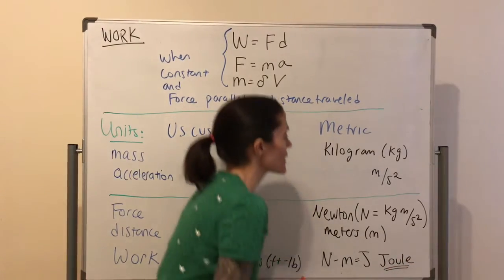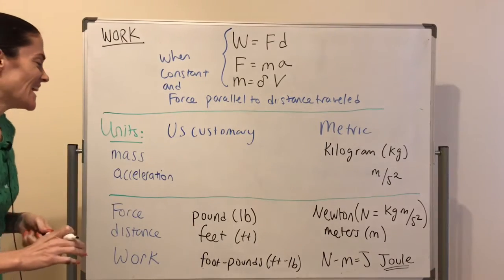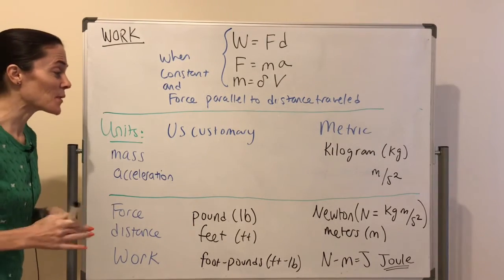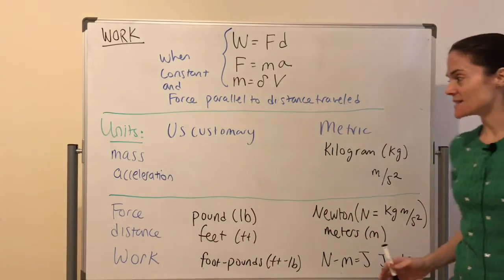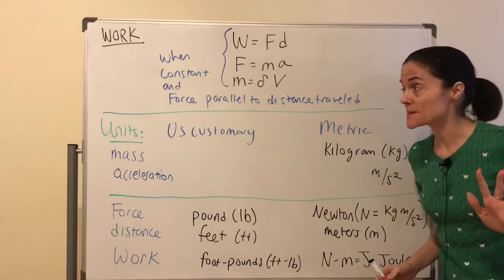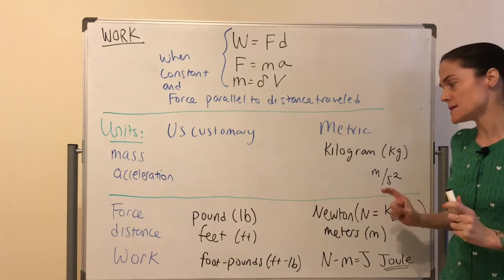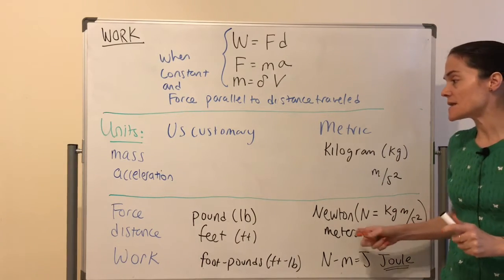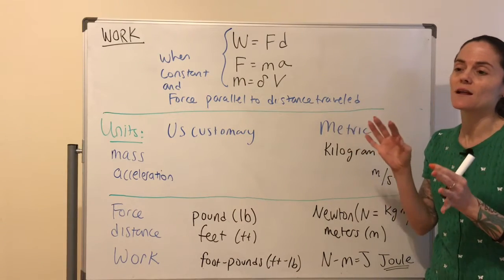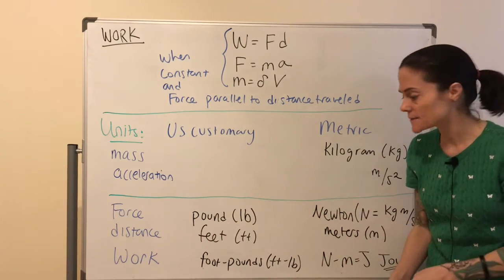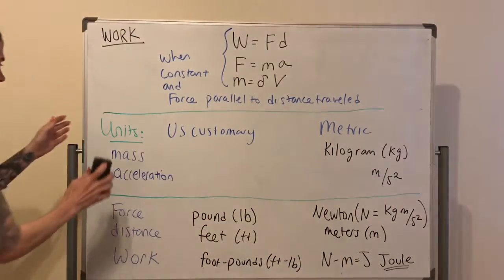So the unit of work in the metric system is a joule, which is 1 Newton meter. It's important that we have this down, because when we're setting up problems in work, checking our units, checking we have all the pieces will tell us if it's set up right, or at least it'll tell us if we've left something out. So it's good to have an understanding of the units.